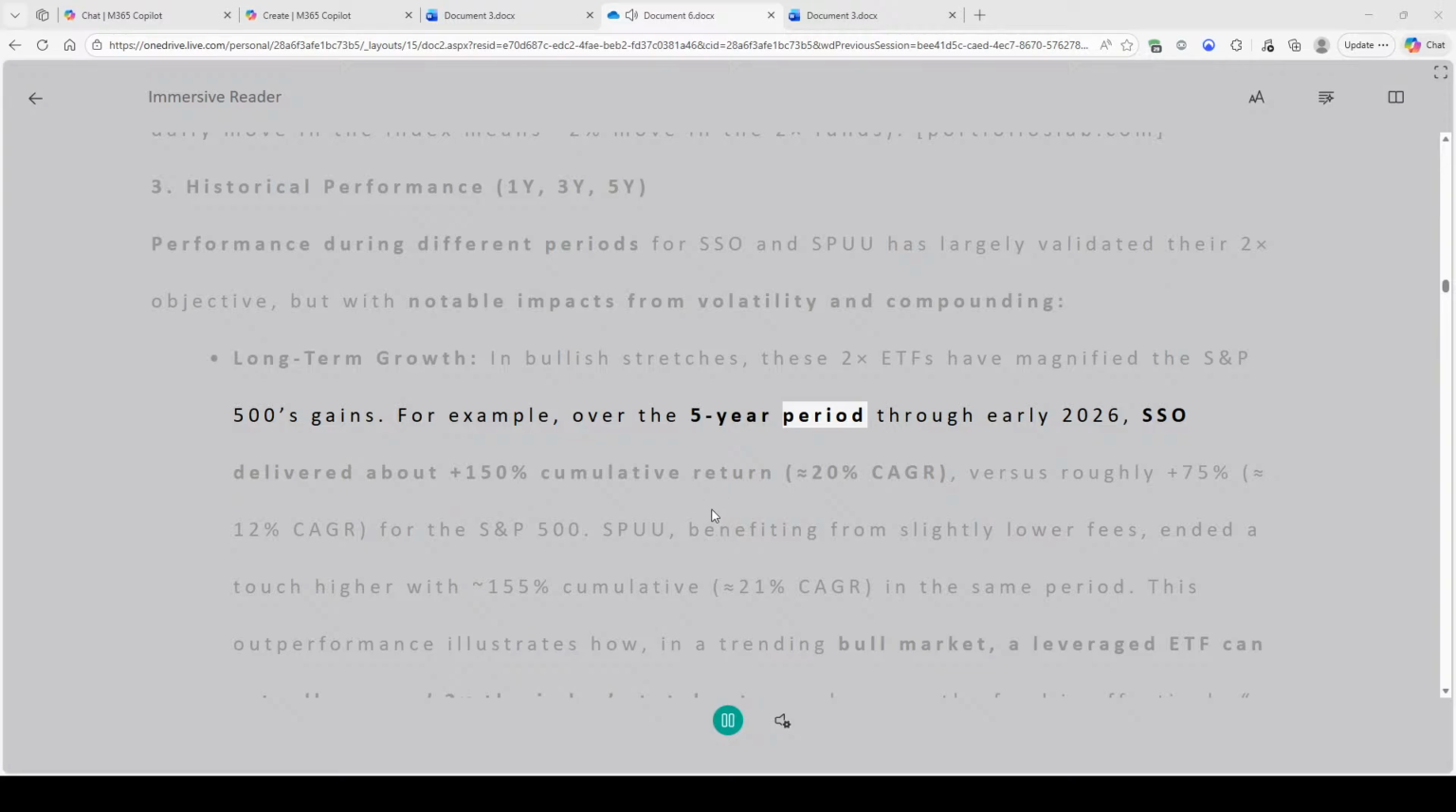PortfoliosLab.com, SeekingAlpha.com. 1-year and 3-year trailing returns. More recently, both SSO and SPUU rose roughly +24 to 25% in the last 12 months, through early 2026, versus the S&P 500's 12% gain. Over the past 3 years, despite a volatile period that included a bear market in 2022, SSO and SPUU each earned on the order of +32 to 34% annualized, approximately +150% cumulative, while the S&P 500 earned 15 to 17% annualized, 50 to 60% cumulative.